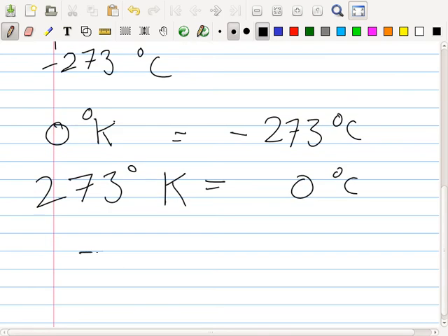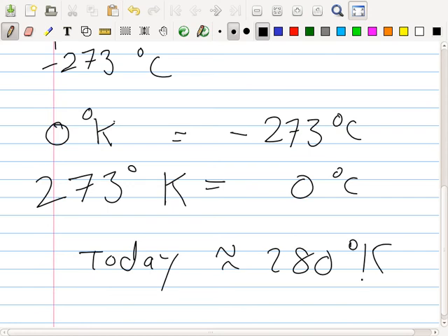So today, for example, what's the temperature going to be like? Maybe 280 Kelvin. Today's air temperature, okay. It's nearly 273, about 280, we'll say. Then if you're in a very hot country, the temperature maybe is 300 Kelvin.